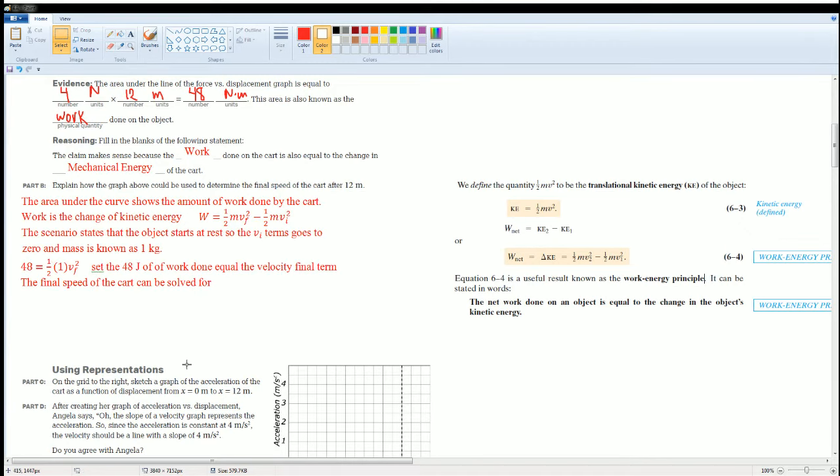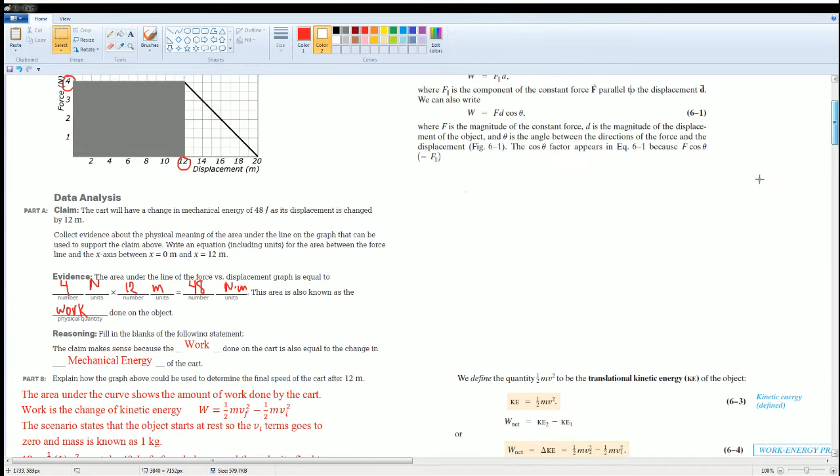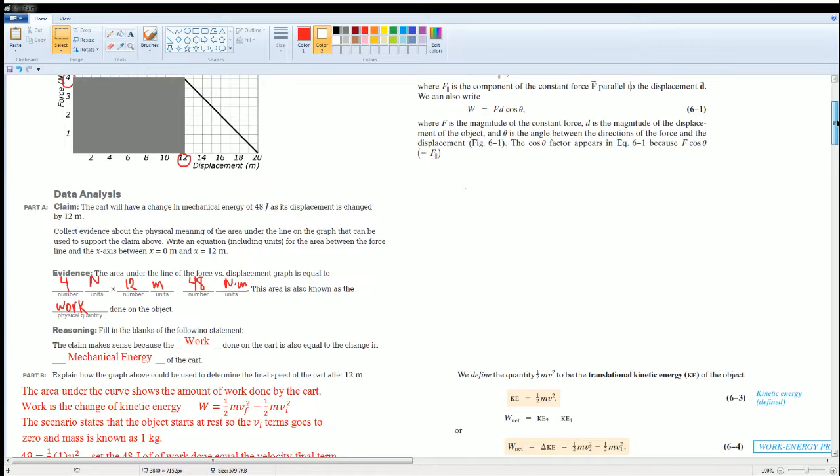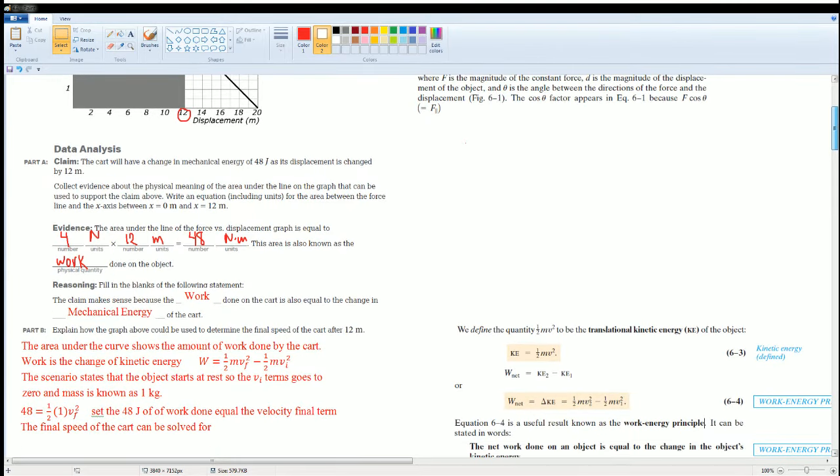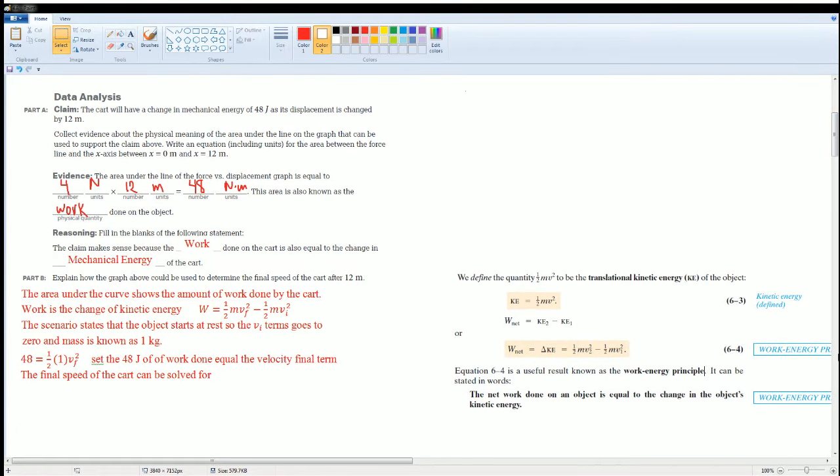The area under the curve that we shaded here as gray shows the amount of work done on the cart. The work is the change in kinetic energy, as defined here in the work-energy principle. The scenario states that the object starts at rest, so the v initial term can go to 0, and we know that the mass is 1 kilogram, as given.